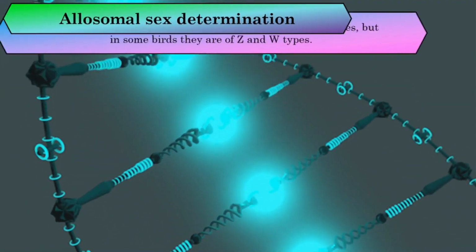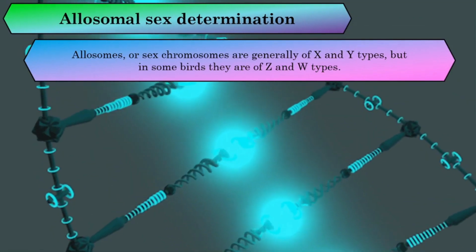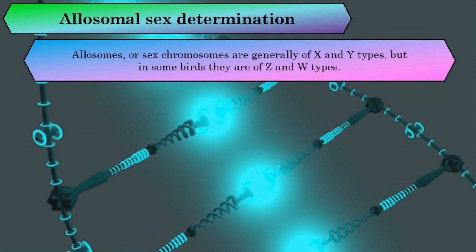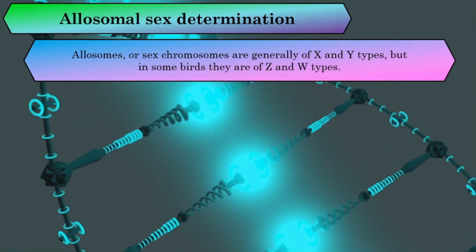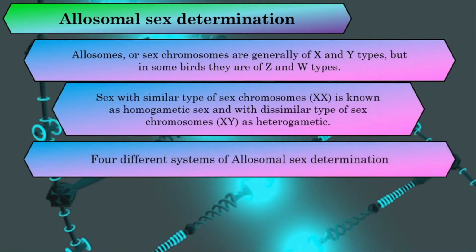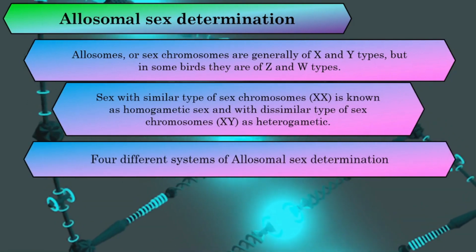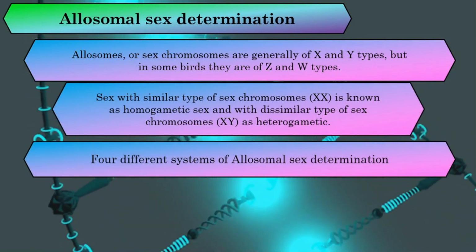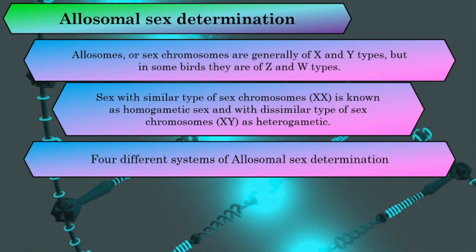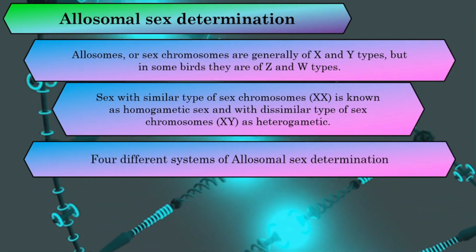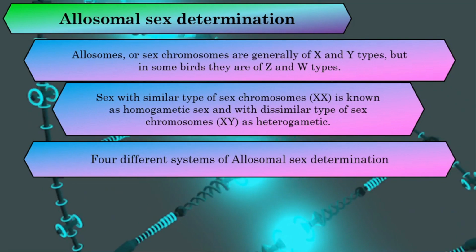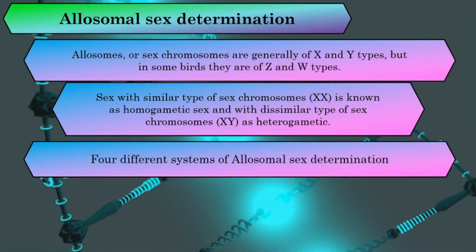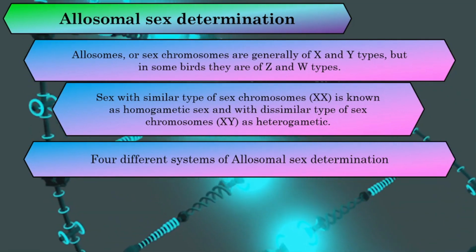Let's tackle first the allosomal sex determination. Allosomes or sex chromosomes are generally X and Y types, but in some birds, they are of Z and W types. Sex with similar types of sex chromosomes, or the XX, is known as homogametic sex. Homo means the same, gametic sex cell. And sex with different types of sex chromosomes, or XY, is known as heterogametic. Hetero means different, gametic sex cells.